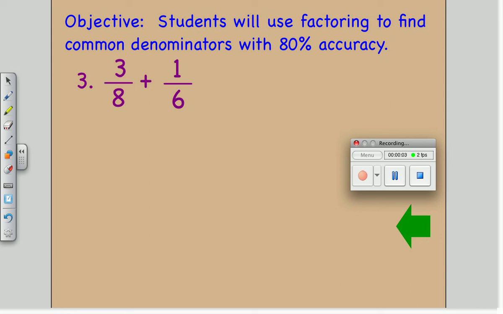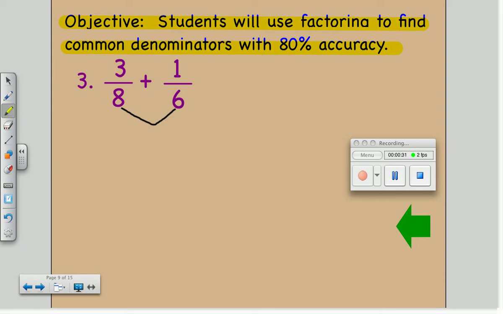All right, guys, this is chapter 6, lesson 2, and this is just extra practice in using factoring to find common denominators. Okay, so we have to find common denominators for 6 and 8. So there's a couple ways we can do this. One way is just to multiply 6 times 8, but then you're going to have to reduce the fraction probably later, so that's one way.